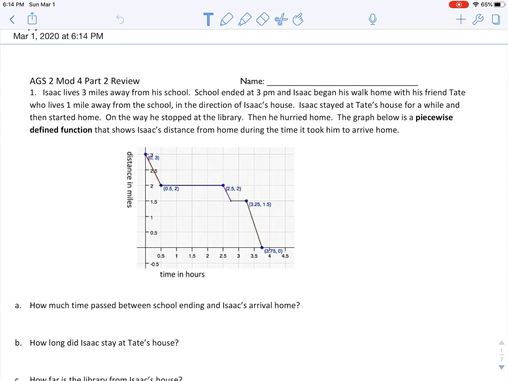School ended at 3 p.m., and Isaac began his walk home with his friend Tate, who lives 1 mile away from school, in the direction of Isaac's house. Isaac stayed at Tate's house for a while, and then started home. On the way, he stopped at the library, and then hurried home.